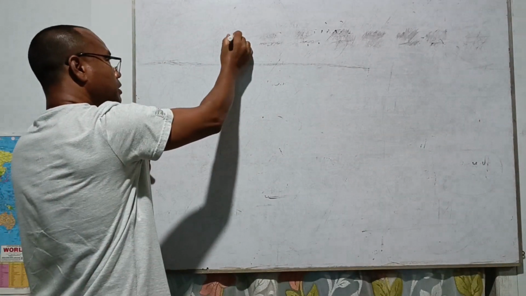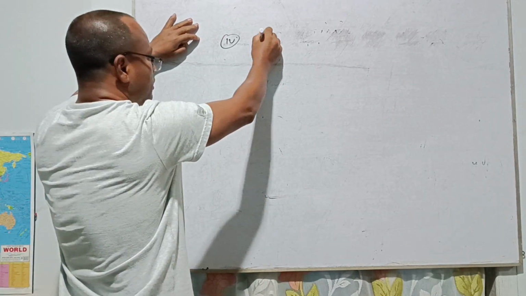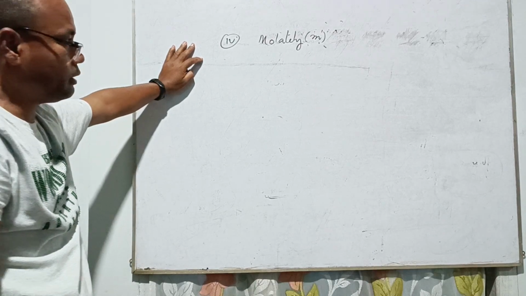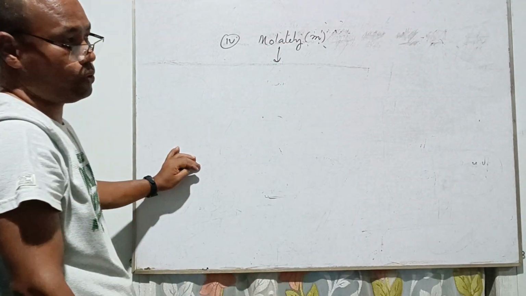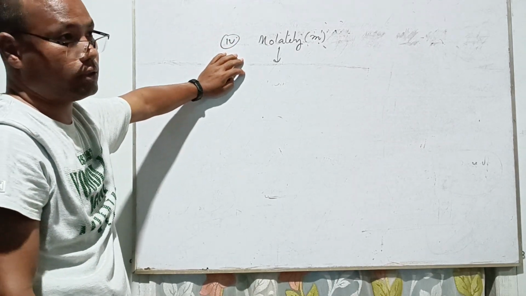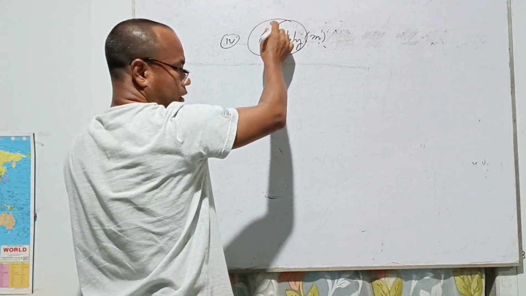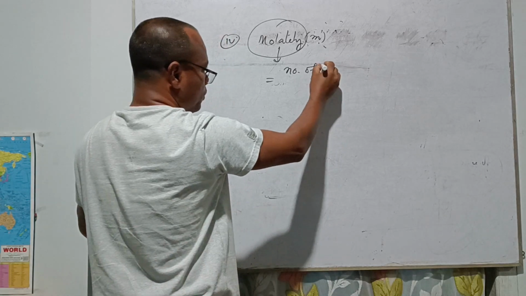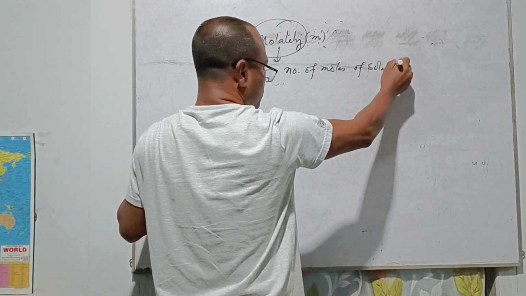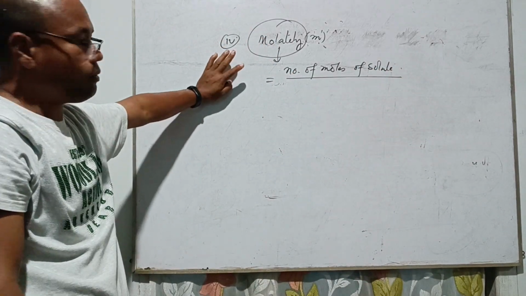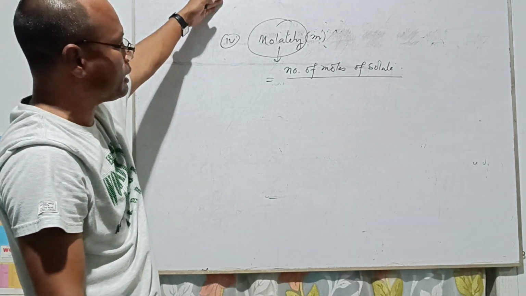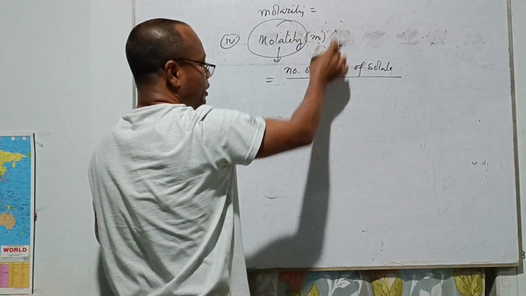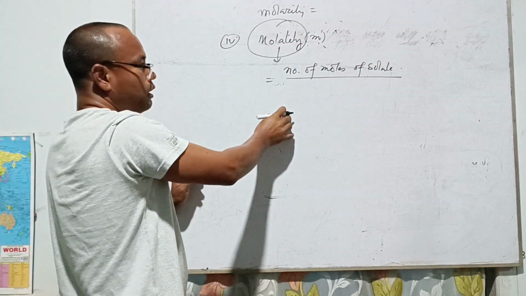Then number 4: what is the concentration of the solution? Number 4 is the molarity, written with a small m. What does molarity mean? Molarity is also one of the concentration terms or units of a solution. Now, what do you mean by molarity? Here, molarity is the number of moles of solute present in the volume of the solution. What's the difference between the previous one and this one? The simple difference is that in molarity, the number of moles of solute is present in the volume of the solution.